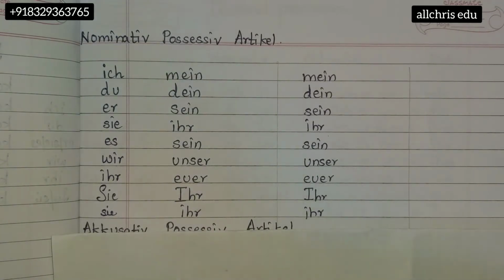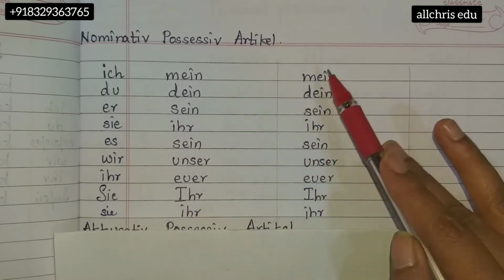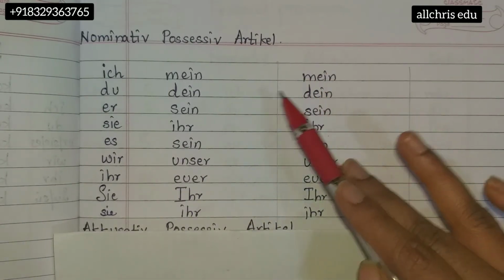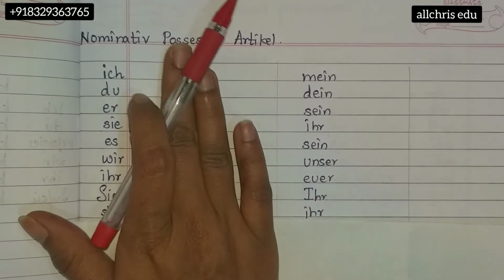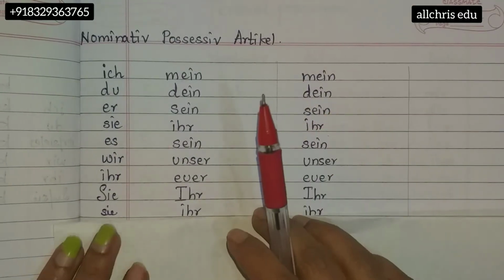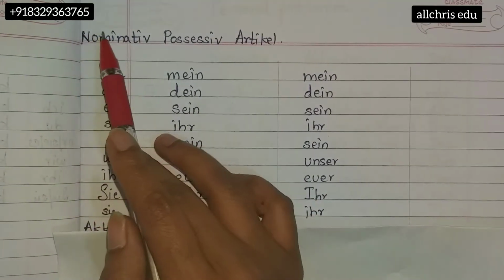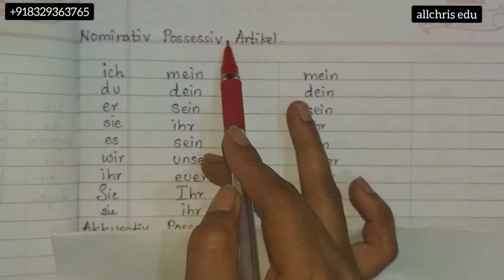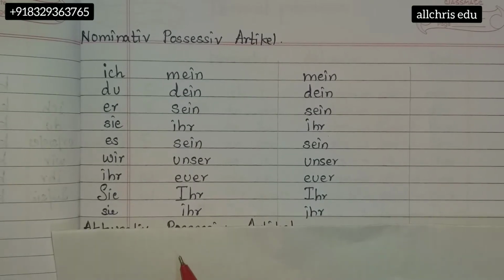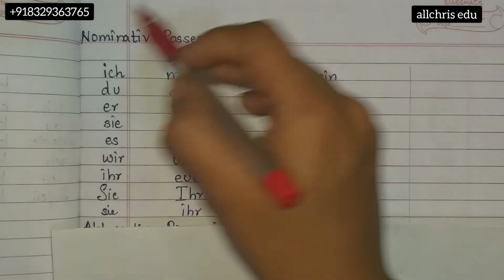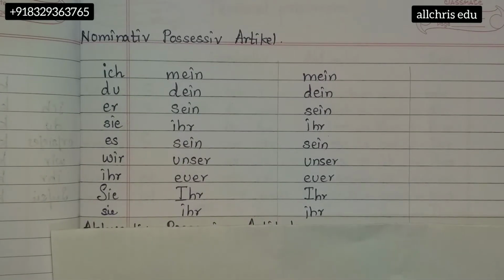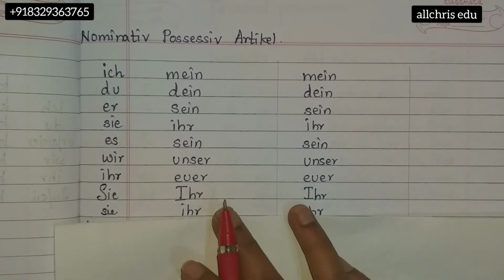In this chart, I'm going to tell you the columns and everything. There are total 2 columns. Now think I have not written anything over here. Just assume. First you have to write the heading as nominative possessive article, because we have different charts for possessive articles. This whole chart belongs to nominative only. Then comes the next chart which will belong to accusative, and then the third one which will belong to dative articles. So let's focus on the nominative first.